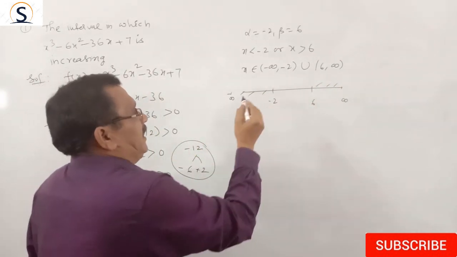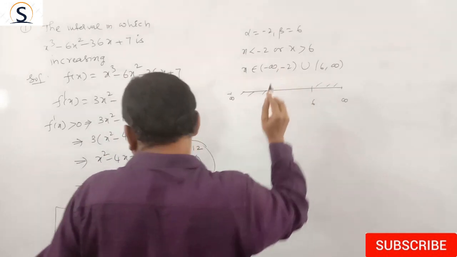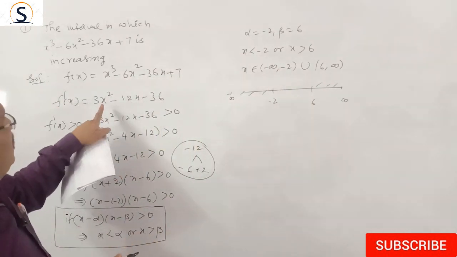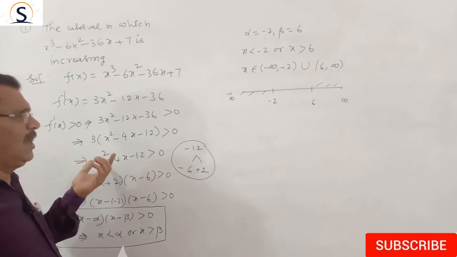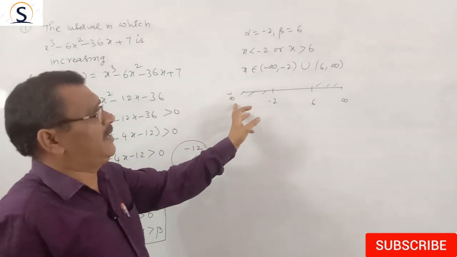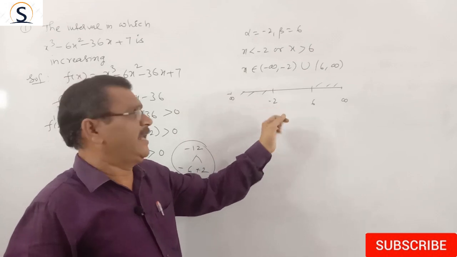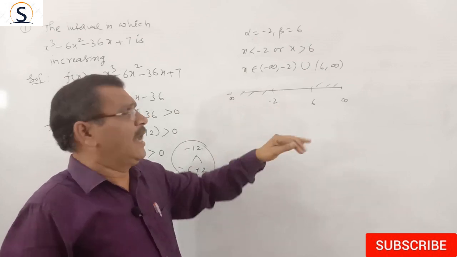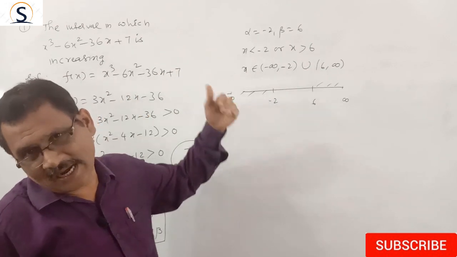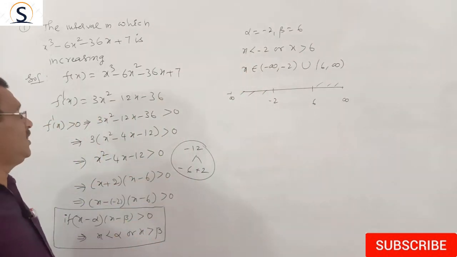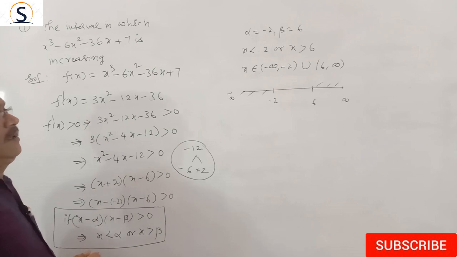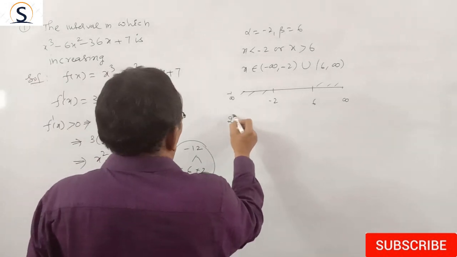Now in these intervals the function is increasing. That means f dash of x is greater than 0. You can take any sample value between minus infinity and minus 2 and substitute it to check whether it satisfies the inequality or not. That you can check. This is about the increasing interval. Next, the second problem.